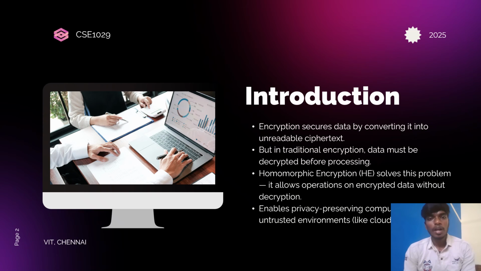For example, a hospital encrypts patient records and sends them to a cloud AI model for prediction. The AI computes results on encrypted data, thereby no privacy is breached.